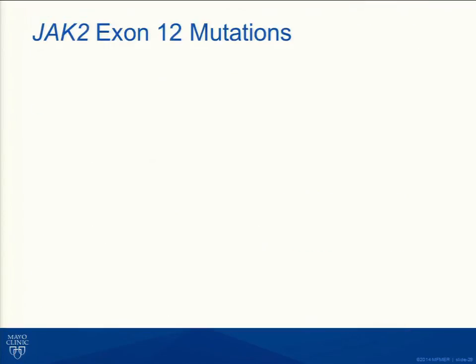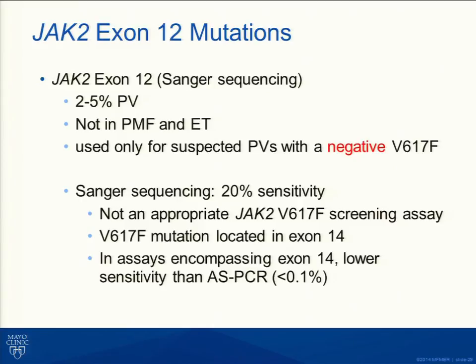Lastly, the JAK2 exon 12 mutation, again, only occurs in PV, not in PMF and ET. So this test should only be ordered when you're suspecting PV and your JAK2 V617F is negative. It's commonly done by Sanger sequencing. It's not the appropriate test for screening for JAK2 V617F, firstly because JAK2 V617F actually occurs on exon 14 rather than 12. However, if your testing actually goes to exon 14, this will be a lot less sensitive than an allele-specific PCR.